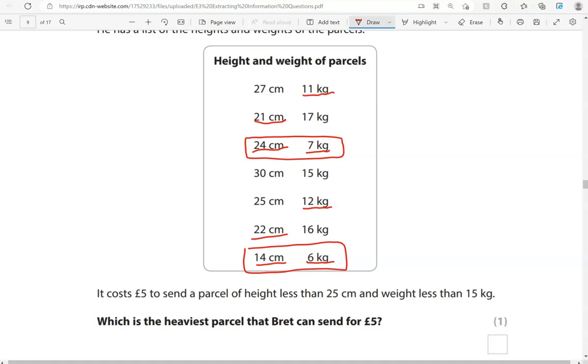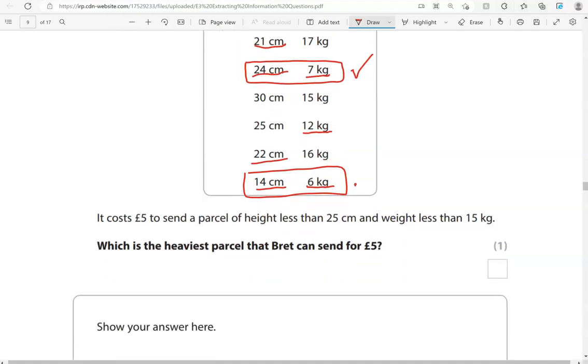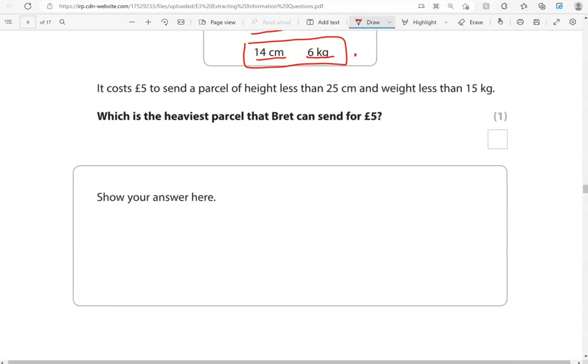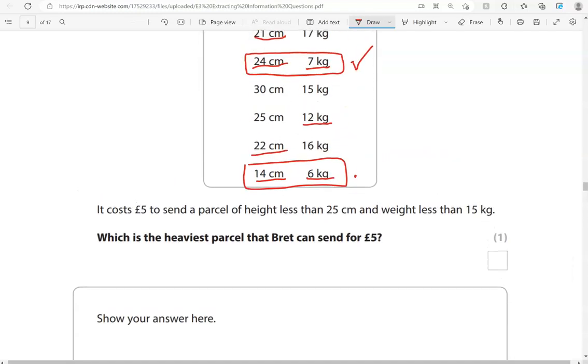Which is the heaviest one that he can send? So out of the two, this is 7 kilograms and this one is 6. So we're going to say this one. So we're going to say 24 centimeters and 7 kilograms.